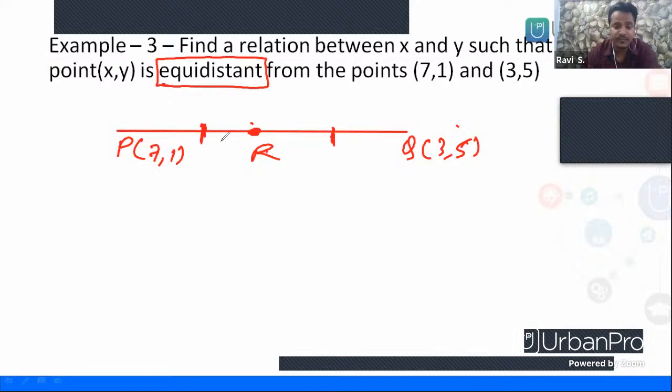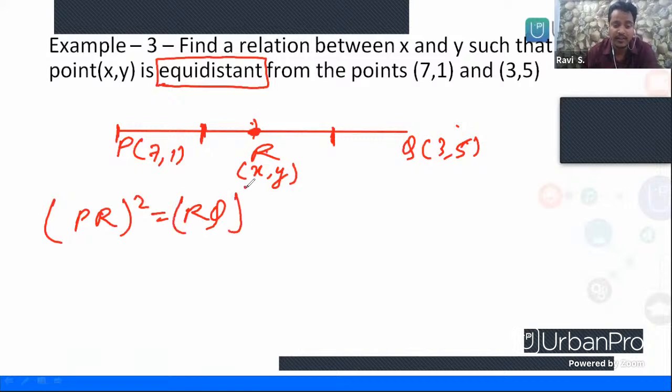Okay, guys, what is given here? It is given that PR will be equal to RQ. That is what equidistant means here: the distance between P and R and the distance between R and Q will be equal. So how will you find the distance? Here we don't know the coordinates of R, so I will write X comma Y. Now tell me, guys, should we do the squaring here? What is the benefit of doing the squaring?